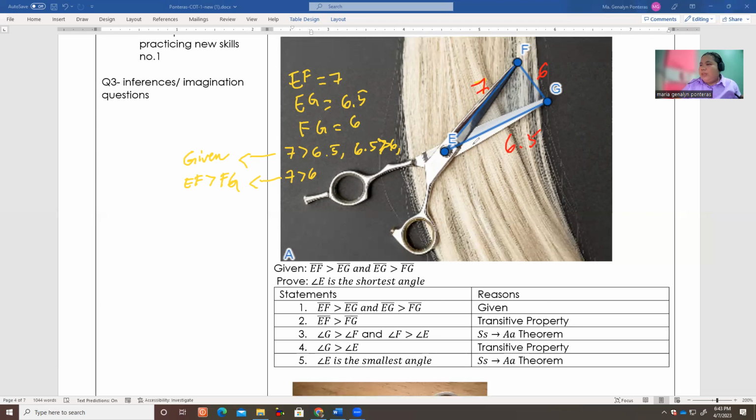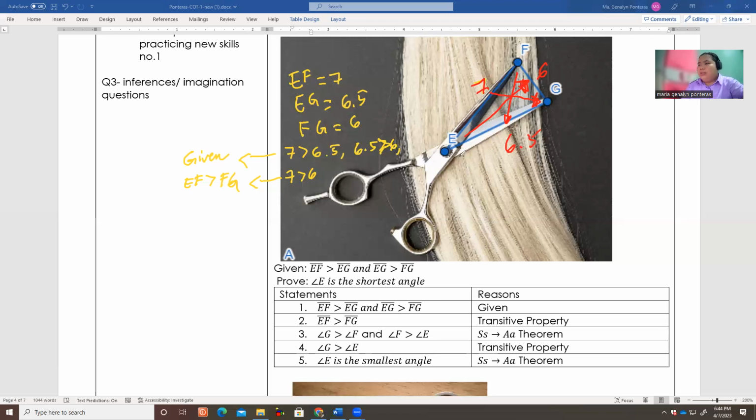Now, afterwards, na-prove natin na mas malaki si EF. What will be the effect? So the effect will be, magkakaroon ng take effect sa opposite angle. So, opposite angle ni EF is si G. So, ang epekto, ganun din. Si angle G, mas malaki kay angle F. At si angle F, mas malaki kay angle G. So, dire-diretso na siya, no? So, that would be side to angle theorem because we mentioned first yung sides. Then, angle G, we can say that angle G now is greater than angle E.